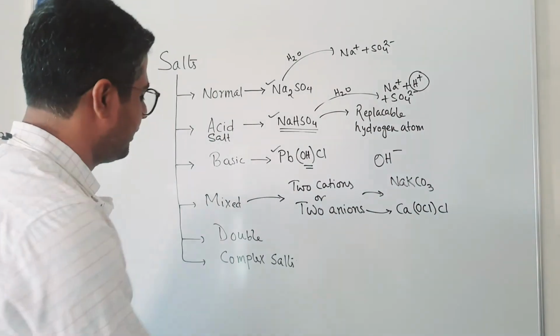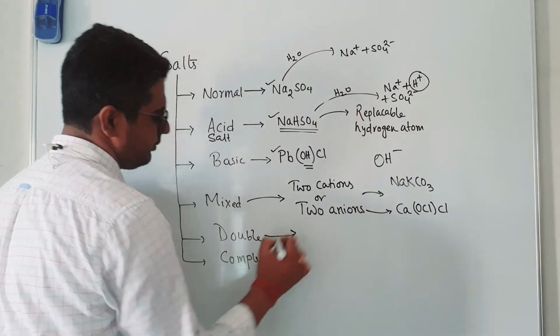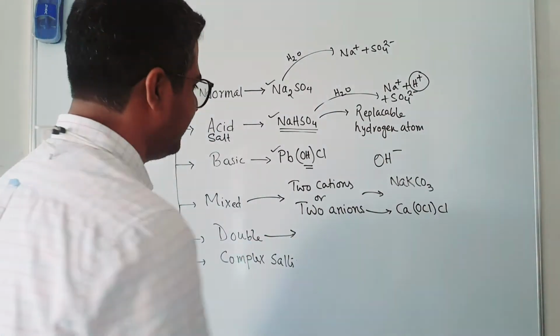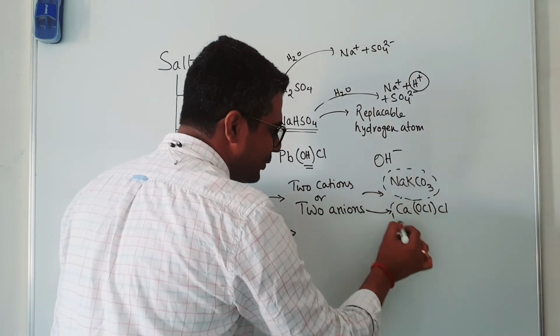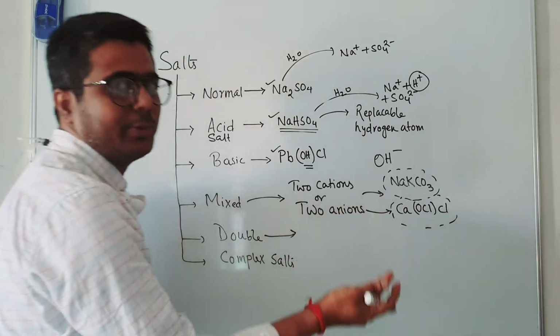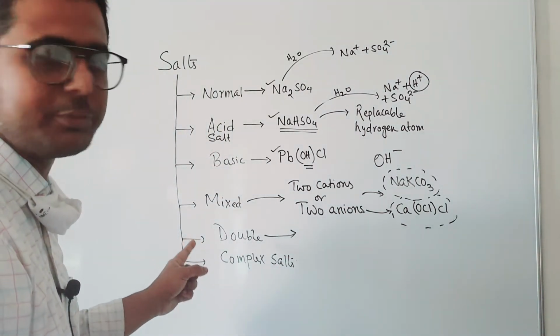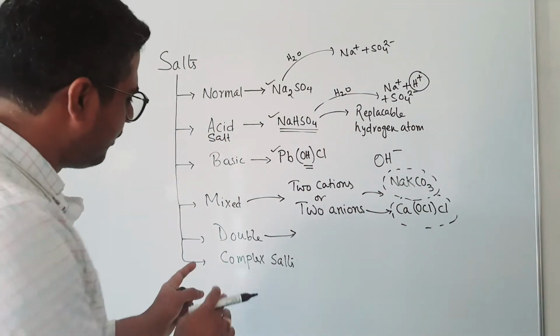Simple. Okay, going a little bit faster. I hope this is clear. 2 cations, 2 anions. Very simple. 2 cations, 2 anions. What is the type of the salt? Mixed salt. Now let us go for double salts.